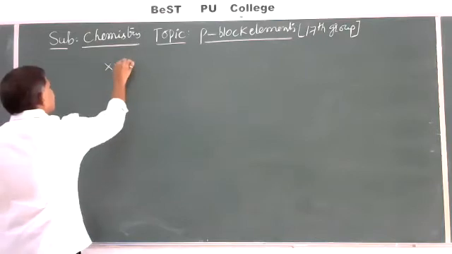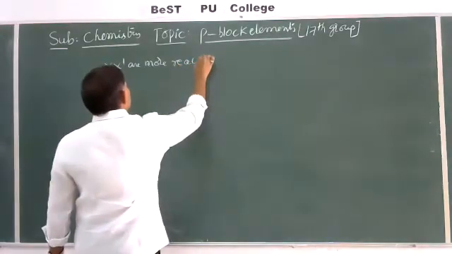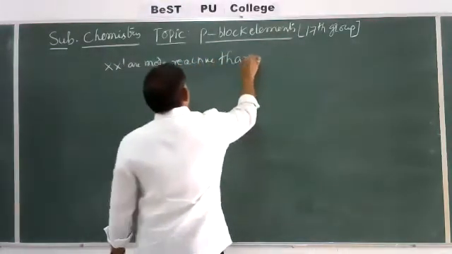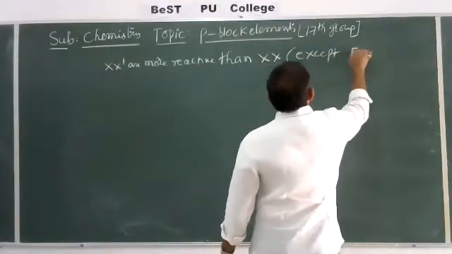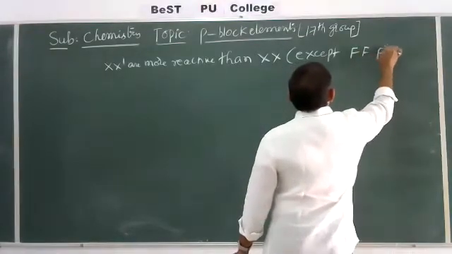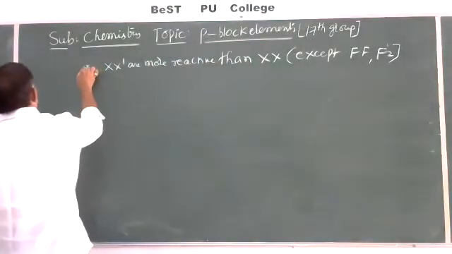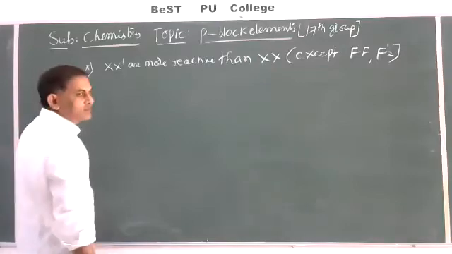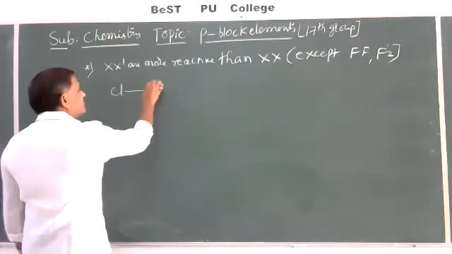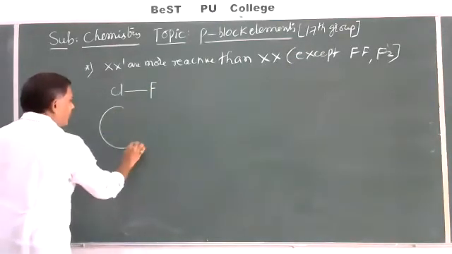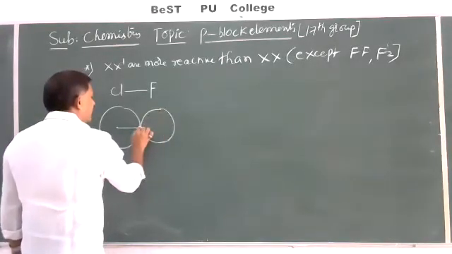Your X X' are more reactive than X2, except F2. Except this, all remaining interhalogen compounds are more reactive. Why? Give reason. Take X X' like Cl and F here. The size of chlorine is big, and bromine is bigger year to year.